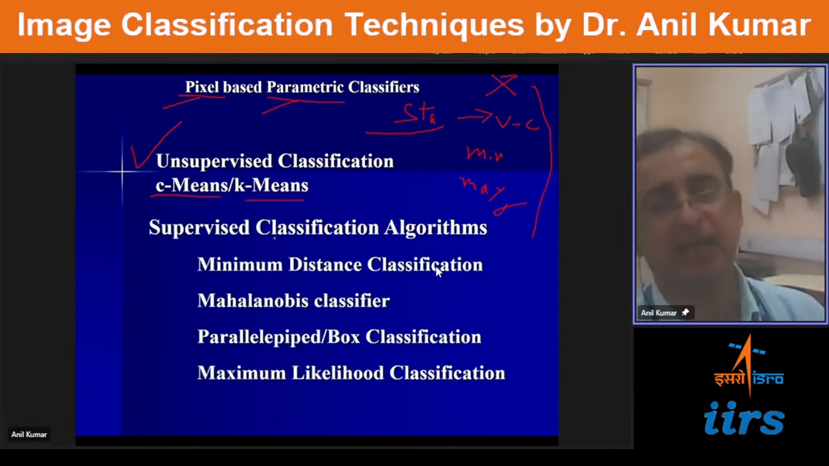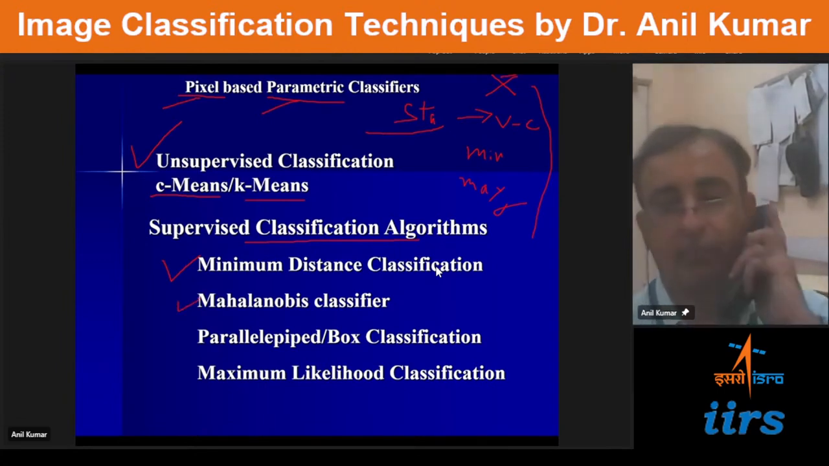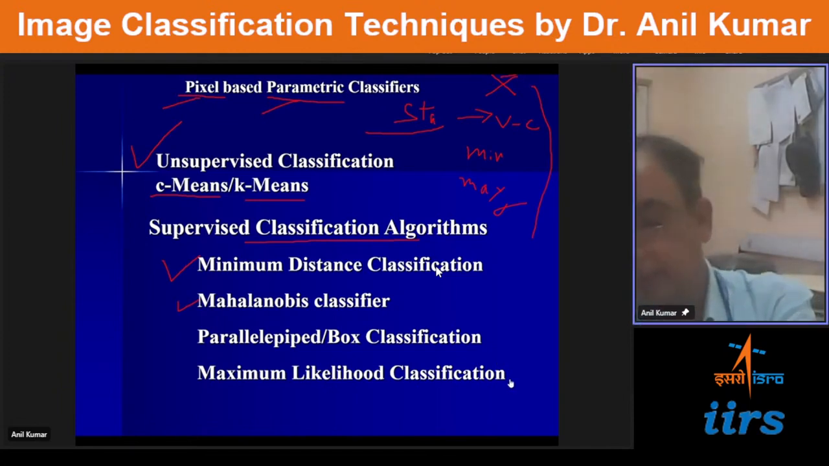In supervised classification, the basic statistical algorithms, which are pixel based parametric statistical classifiers, are like minimum distance classification, that is C means. Then Mahalanobis classifier.